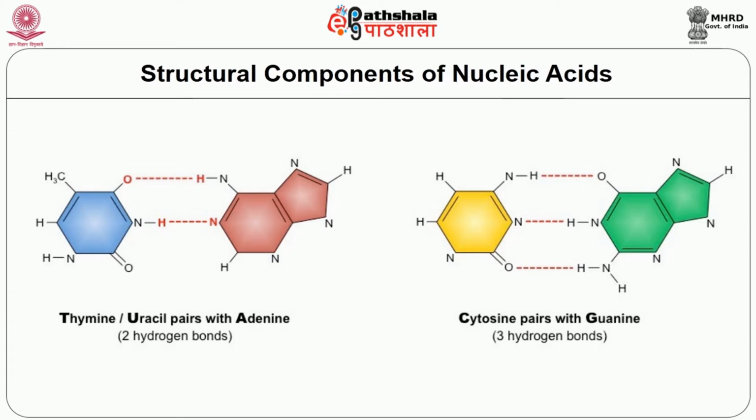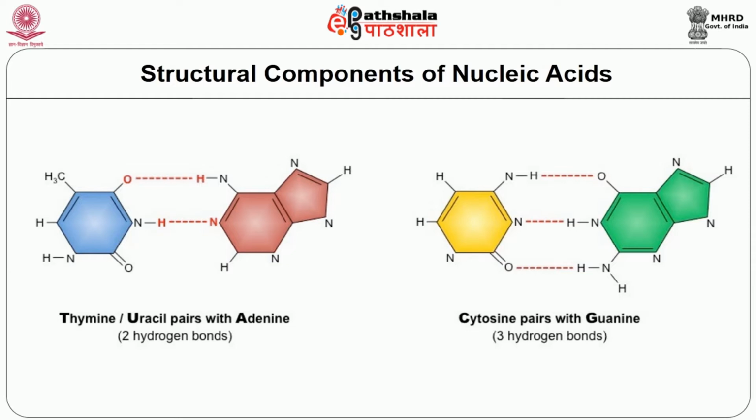Each nucleotide base of one strand is paired in the same plane with the base of the other strand. In the double-stranded DNA or RNA, the number of adenine bases equals the number of thymine or uracil bases, and the number of guanine bases equals that of cytosine.